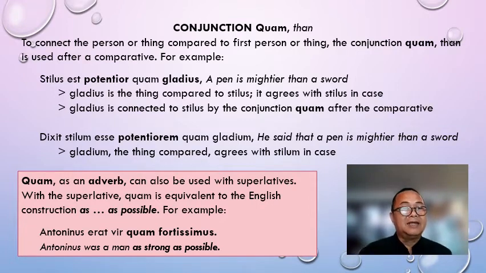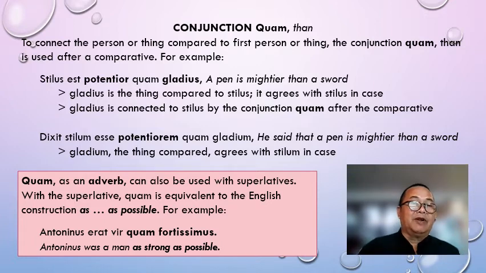Okay. Another example, here we have an indirect statement. Dixit stilum esse potentiorem quam gladium. He said that a pen is mightier than a sword. So you have an indirect statement. Stilum esse potentiorem quam gladium. From the previous lesson, we have learned that the subject of an indirect statement is placed in the accusative case. That's why you use stilum, the subject of the indirect statement.